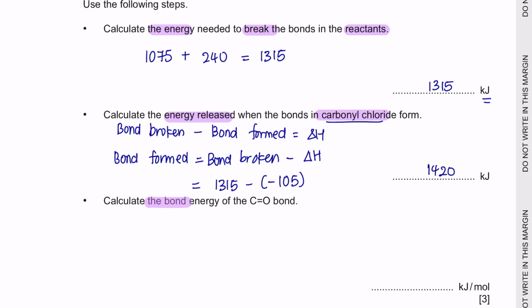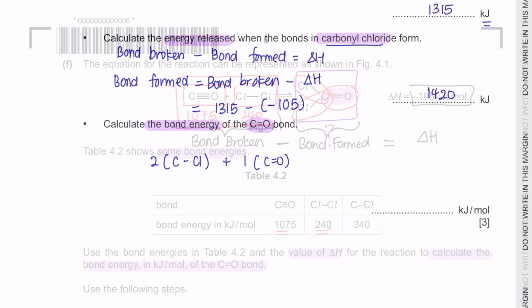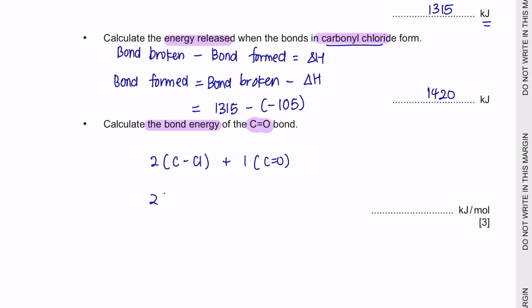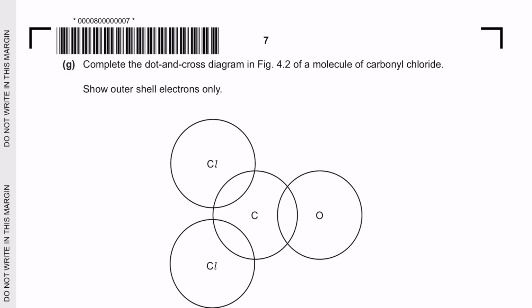Next step is to calculate the bond energy only for the bond of CO. In the product we have 2 C-Cl bonds and 1 C=O bond. So we have 2 C-Cl bonds. 1 C-Cl bond is 340 kilojoules. Adding with 1 C=O bond, when you add all of this up together, we get the energy released, which is 1420. So to get the C=O bond, we'll just take 1420, bring this value over here, and we will get 740 kilojoules per mole.